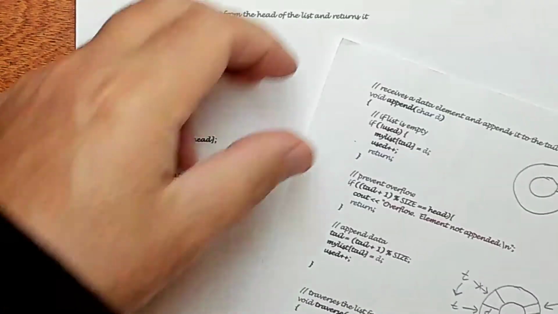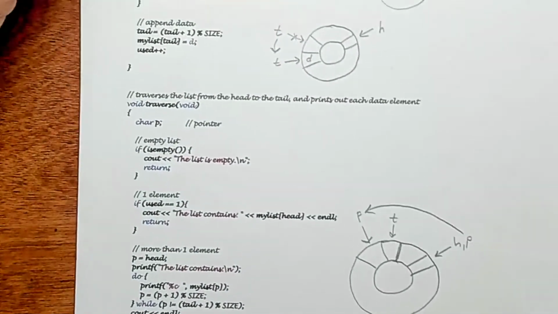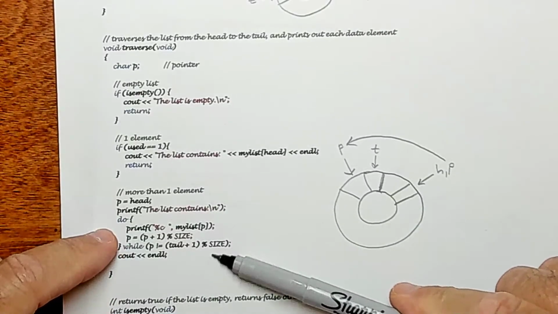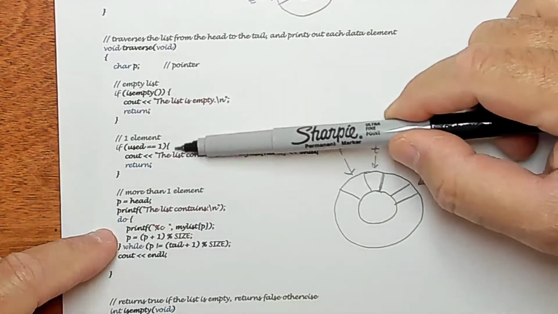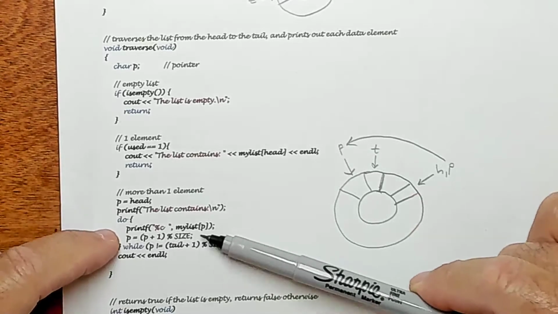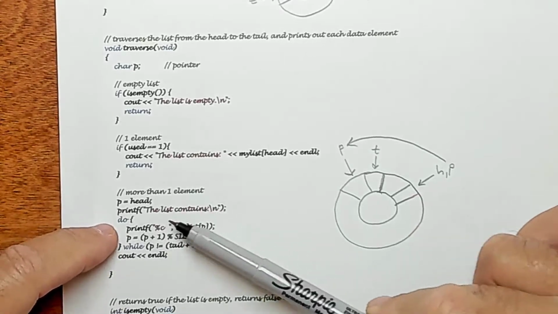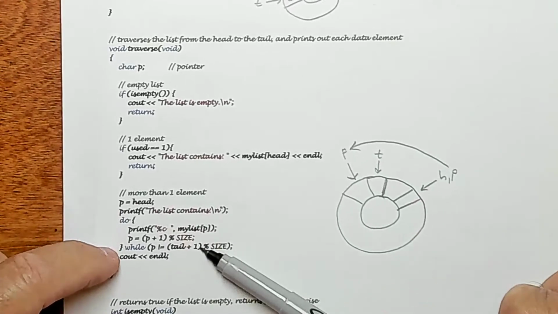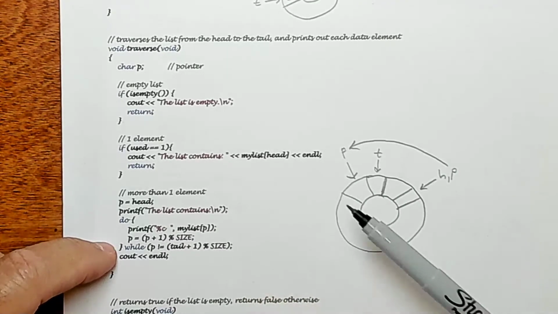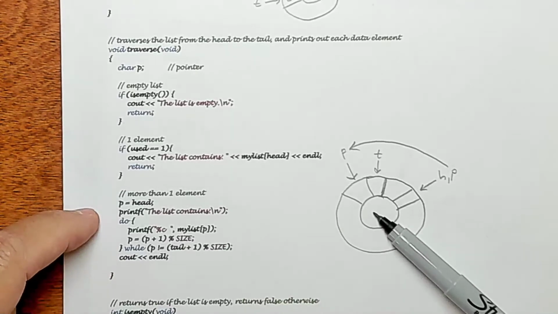What about traverse? What's the time complexity of traverse? Well, this one has a loop. These are all constant time operations up here, so we can ignore them. But this has a loop, and this loop goes the entire way. P starts at the head, and it goes all the way to the tail every time. So this is big O of N.